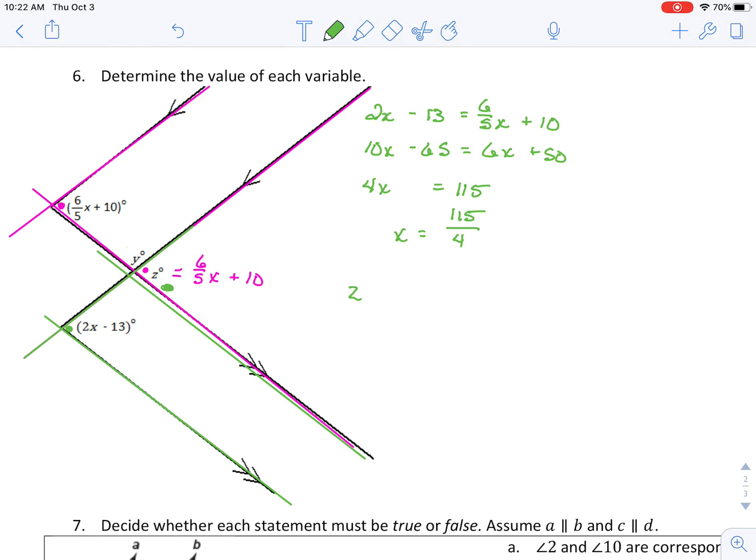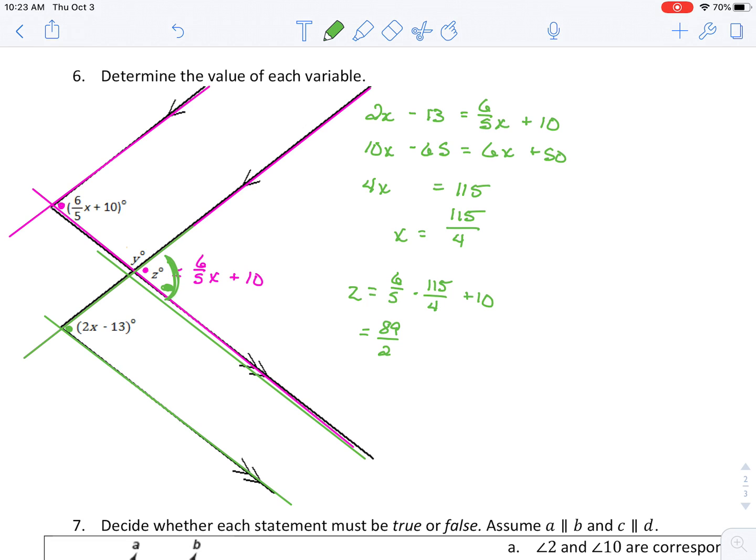was just 6/5 x plus 10. So now I'm going to have 6/5 times 115 over 4 plus 10. That's doable without a calculator, but with a calculator, you can real quickly get 89 over 2.